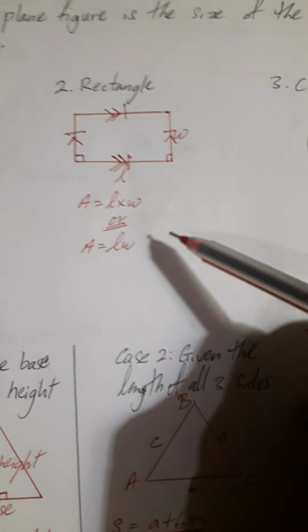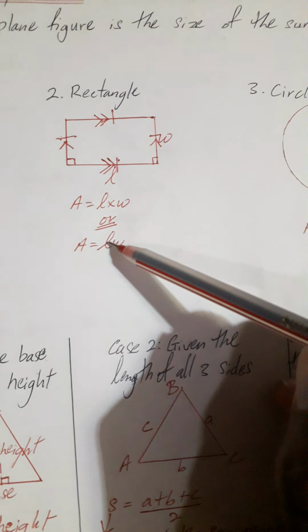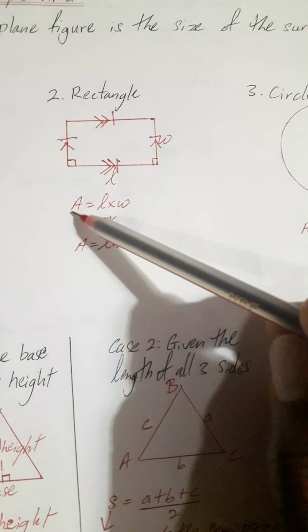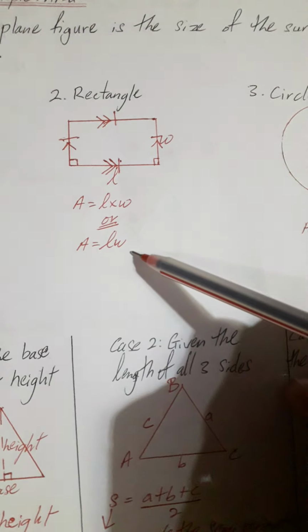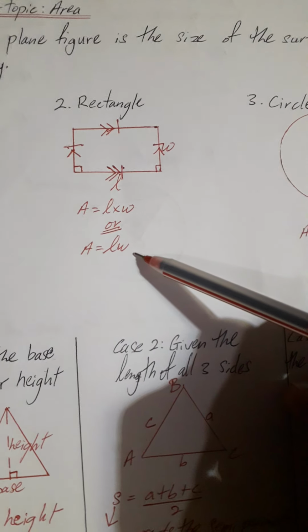And in algebra we understand that there's a multiplication sign understood here. So if you like, you can write area equals length times width, or area equals LW. LW means length times width as well.